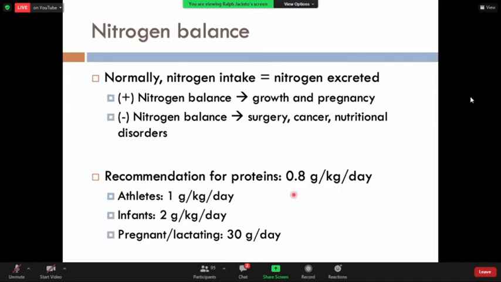Okay. Now take note, the recommendation for proteins: generally the recommended amount of protein would be around 0.8 grams per kilogram per day. For athletes, it's a little bit higher, 1 gram per kilogram per day, and 2 grams per kilogram per day for infants.